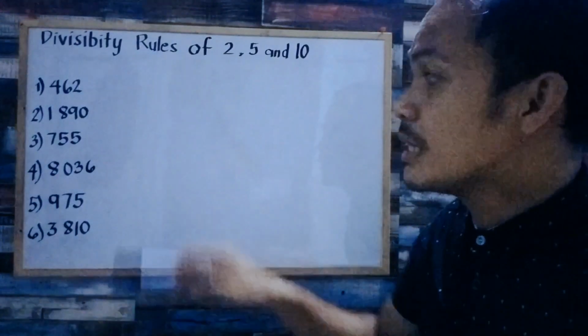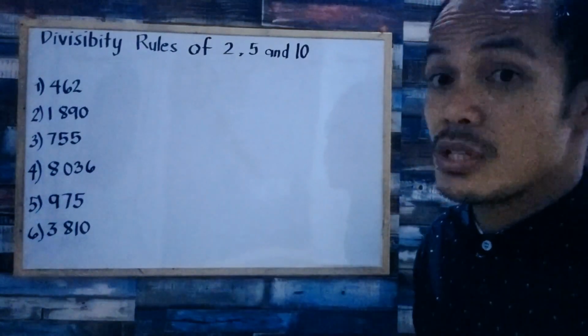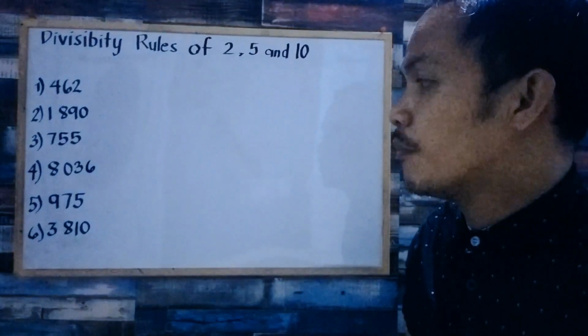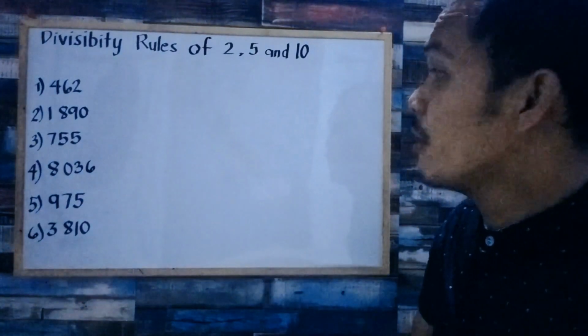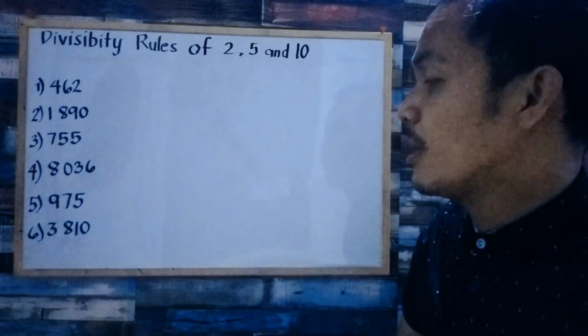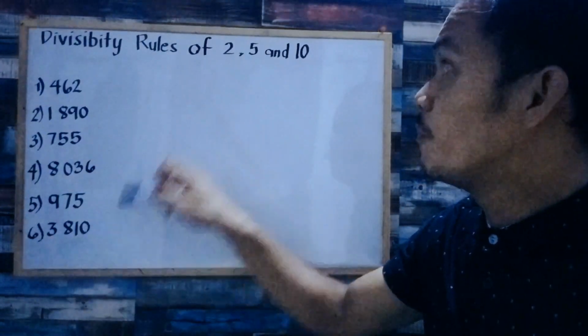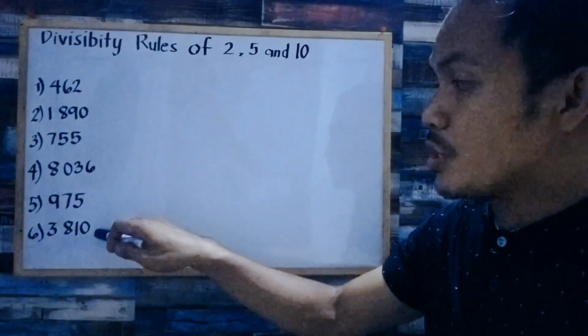And number 4 is divisible by 2 because it ends with 6. Right? And number 5 is divisible by 5 because it ends with 5. And number 6 is divisible by 10, 5, and 2 because it ends with 0.